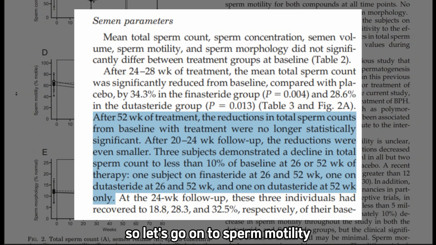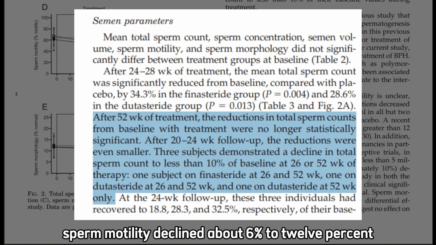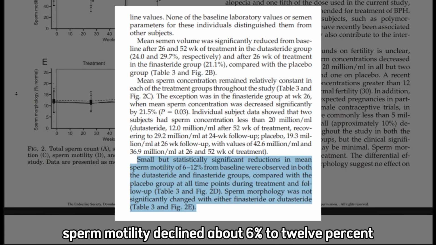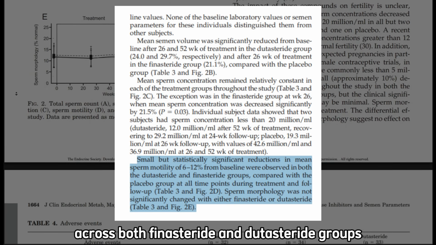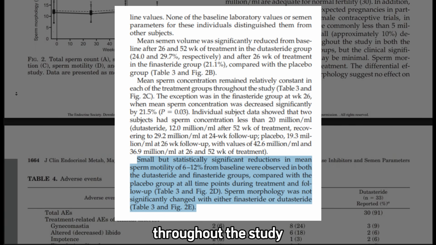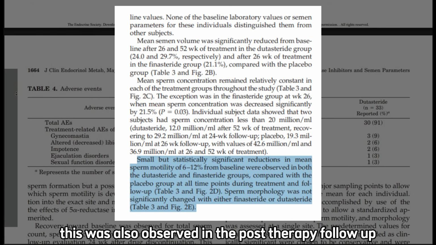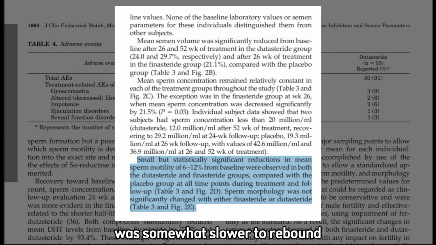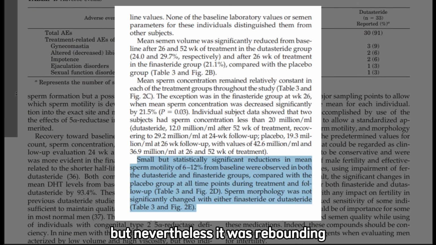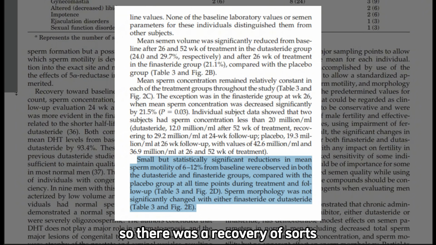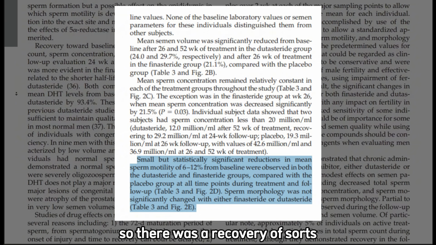So let's go on to sperm motility. Sperm motility declined about 6% to 12% across both finasteride and dutasteride groups throughout the study. This was also observed in the post-therapy follow-up, indicating that motility was somewhat slower to rebound, but nevertheless it was rebounding. So there was a recovery of sorts.